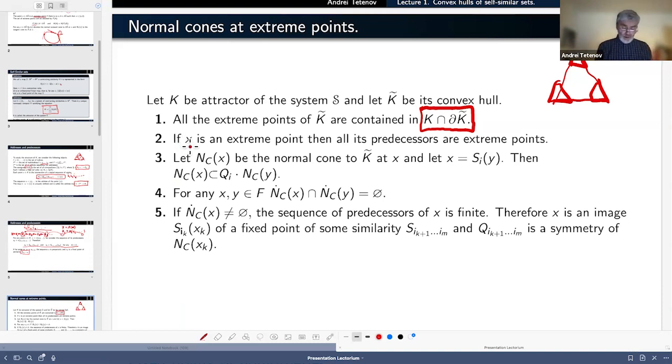If x is an extreme point, then all its predecessors are also extreme points. Why? Suppose we have some point which is not an extreme point. Suppose some point is inside a segment which lies in the convex hull of K. Then the image of this interval will also be an interval lying inside the convex hull of K. And the image of this point will be an interior point of some interval, and it will not be an extreme point. Therefore, if you take an extreme point and consider the sequence of its predecessors, all of them will be extreme points.